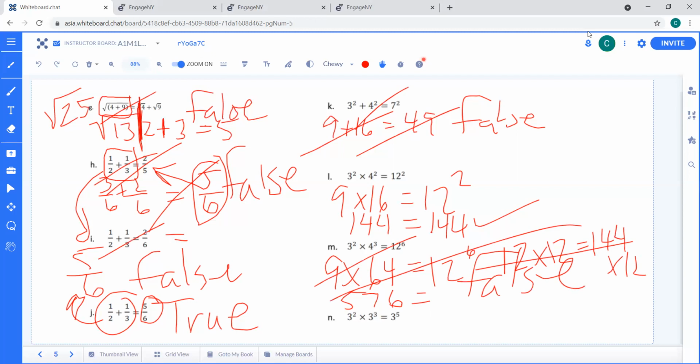Okay. Here we go again. 3 squared is 9 times 3 cubed is 27. Is that equal? What is 3 to the 5th? Not 3 times 5. 3 times 3 times 3 times 3 times 3 is 243. Is 9 times 27 243? It is. So that is a true statement.